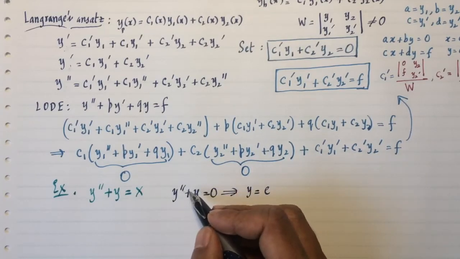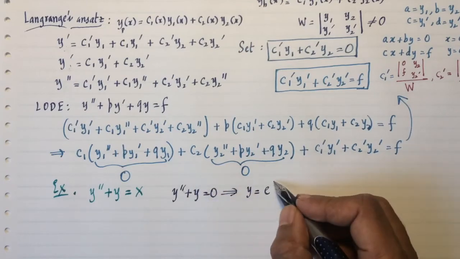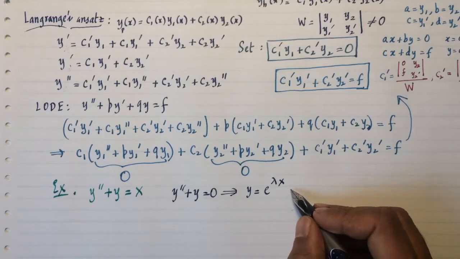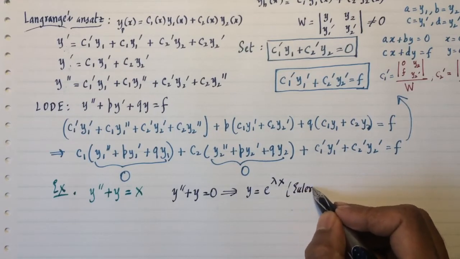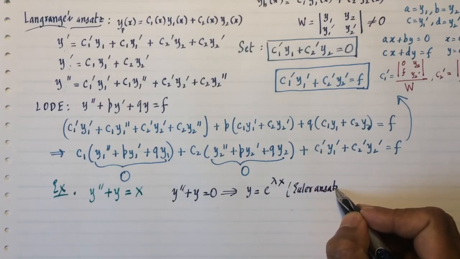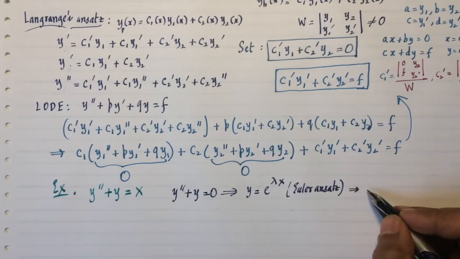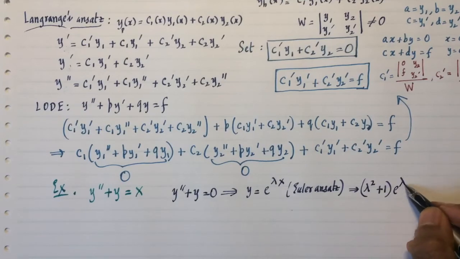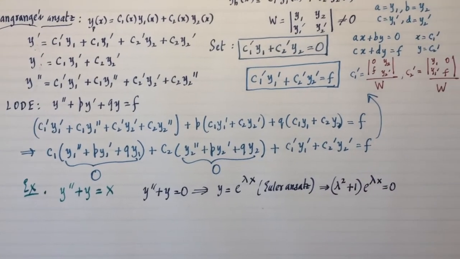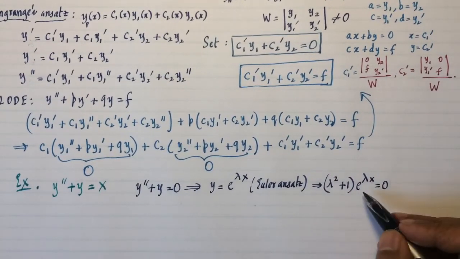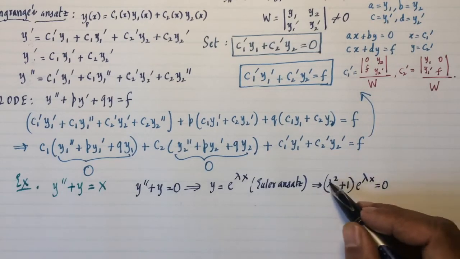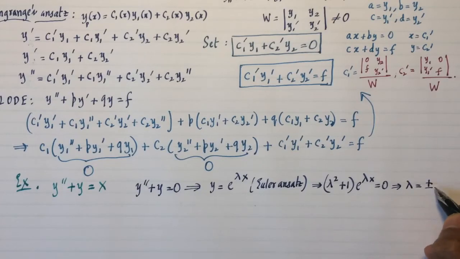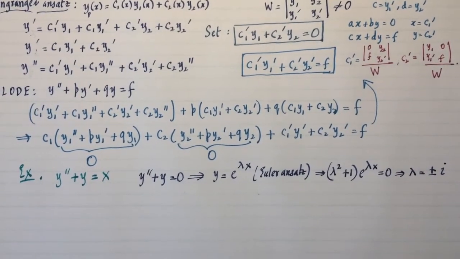The prime means with respect to x, by the way. So it's going to be e to the lambda x. And so when you substitute, this is called the Euler ansatz, then I'm going to get lambda squared plus 1 times e to the lambda x equal to 0. e to the lambda x cannot be 0, otherwise there's nothing to do. So that's called a trivial solution. So for non-trivial solutions, you need lambda squared plus 1 equal to 0, which tells me that lambda equals plus or minus i, which is the square root of minus 1.